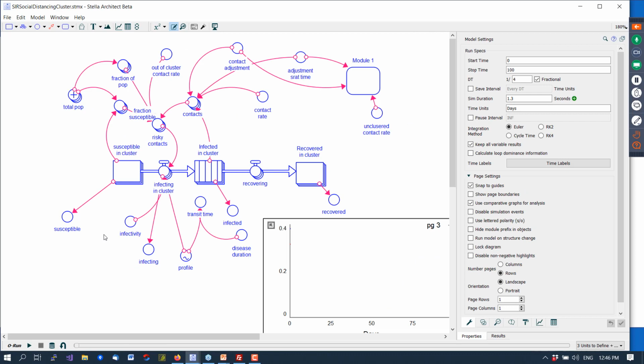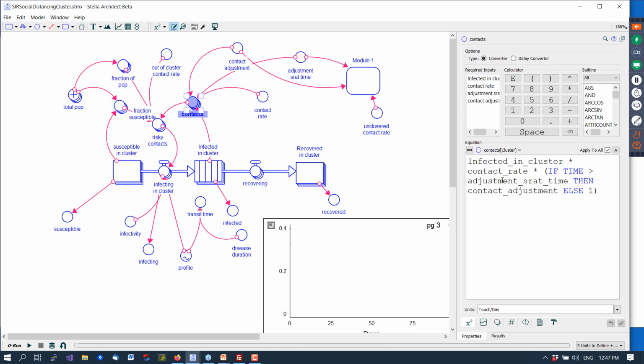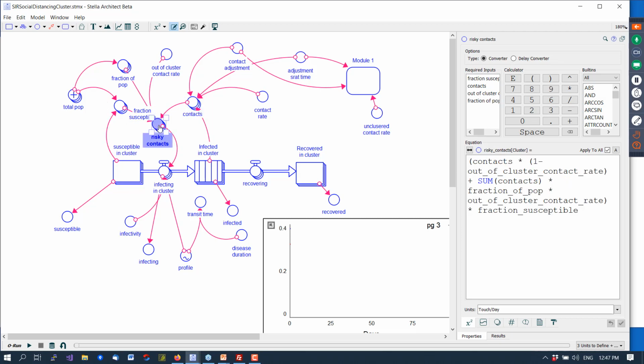So this is a clustering model, and what this does is there are 100 different communities, each of 10,000 people instead of one community of 1 million people. And the infections go on in a cluster like they would otherwise, but the contacts are contacts between the in-cluster population. This is the contact within a cluster. If you look at the risky contacts here, it depends upon the crossover out of cluster contact rate, if you will. And so this adjusts for the contacts you get from people out of your cluster with contacts you get from people within your cluster.